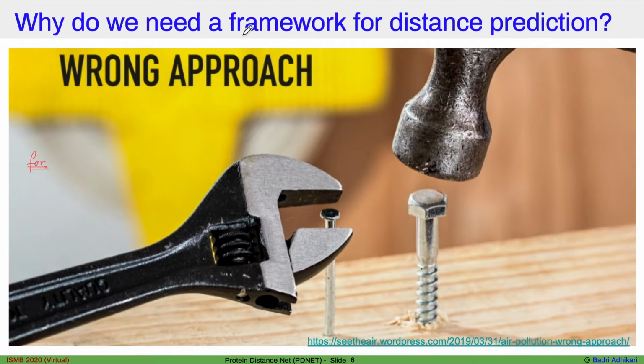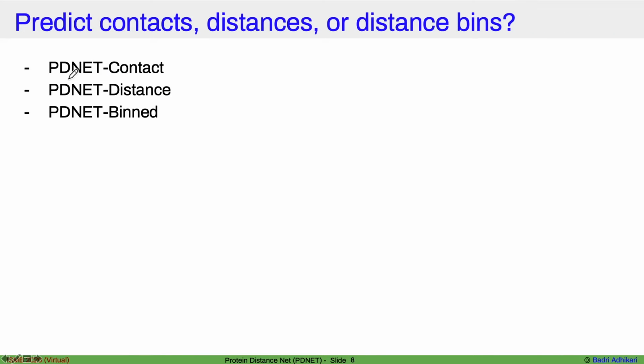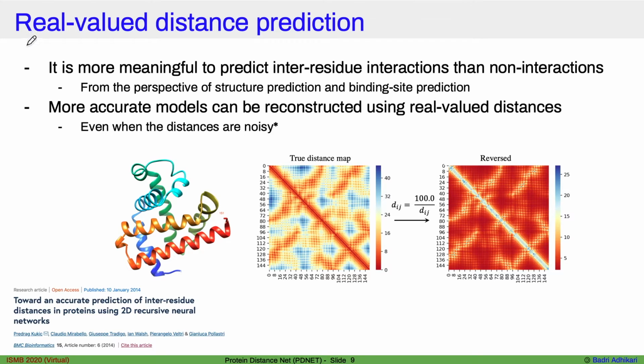So having a framework enables us to investigate all the potentials and limitations at this merging superhighway of protein structure prediction and deep learning. Now the question naturally is, should we predict contacts, distances, or distance bins? In the PDNET framework, we discuss all three. We develop a method for contact prediction, a method for bin distance range prediction, and a method for real value distance prediction, and compare them. The focus of this work is real value distances and not contacts or distance range prediction.